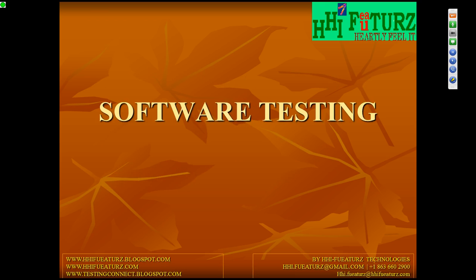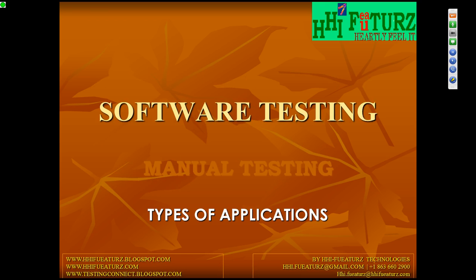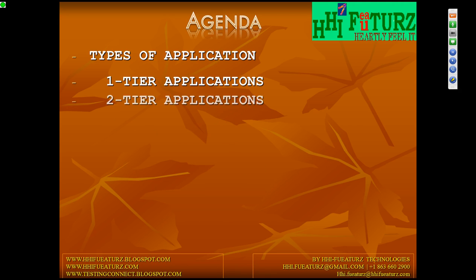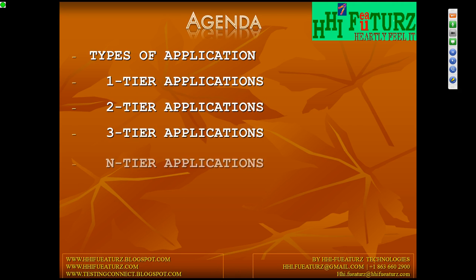Then normally, under black box testing, you will come up with two more types of testing, that is performance testing and security testing. But before going there, we'll try discussing types of applications. Normally in the IT industry there are four types of applications you will come up with.